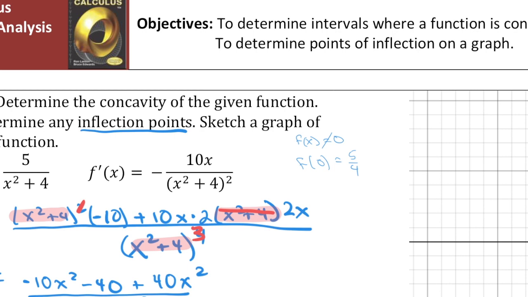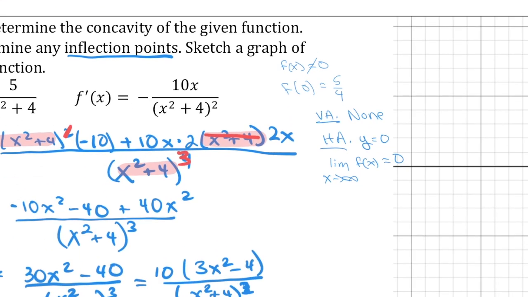Now let's talk about vertical asymptotes. Are there any vertical asymptotes? There are none. Horizontal asymptotes, yes. If we take the limit as x goes to infinity, we're going to get 0. So write in f of x so that you have your limit notation properly written, and then you have 0. Write down y equals 0 as a horizontal asymptote. All right, we've got a lot to put together now.